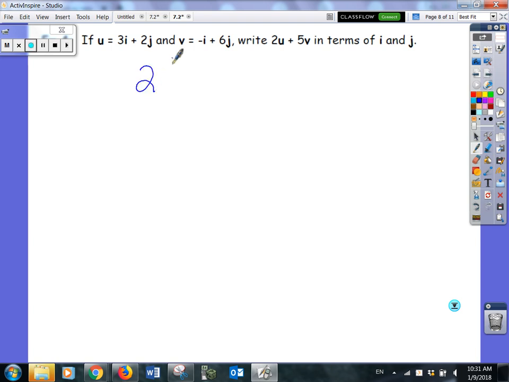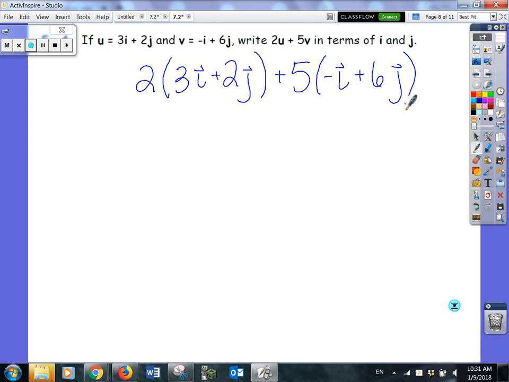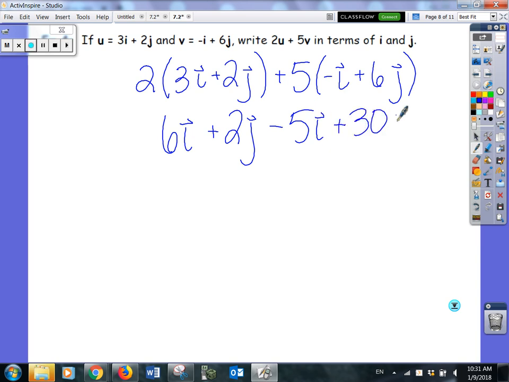So we have 2 times 3i plus 2j. And if you can do that without writing it down, that's fine. And then we have plus 5 times negative i plus 6j. So we distribute: 6i plus 2j. Distribute the 5, that ends up with negative 5i. Distribute the 5, plus 30j. Or if you want to keep the plus sign with parentheses and make it a negative 5, that's fine too. Plus and negative is the same as minus.